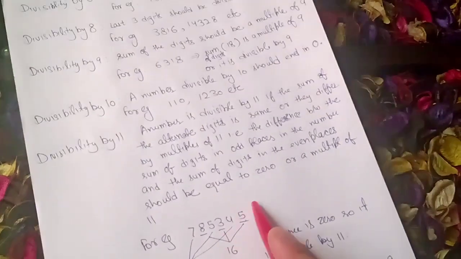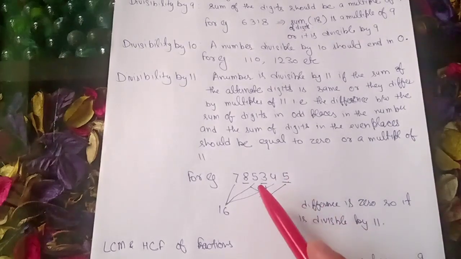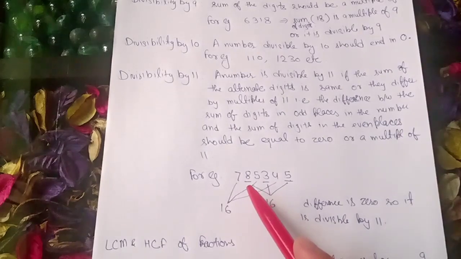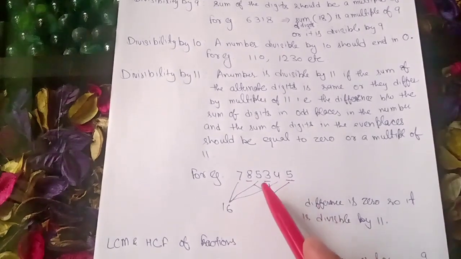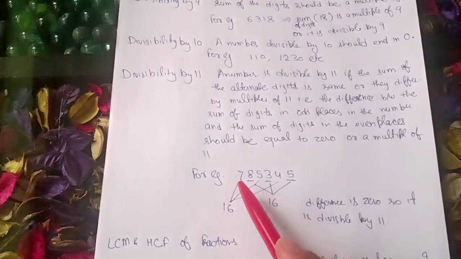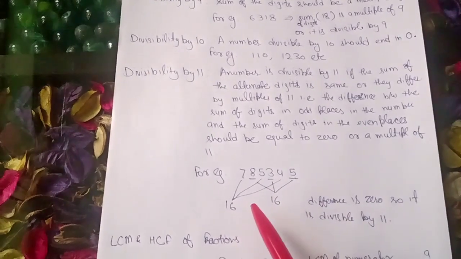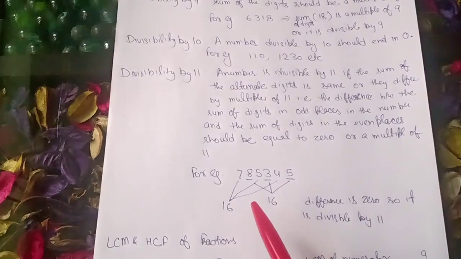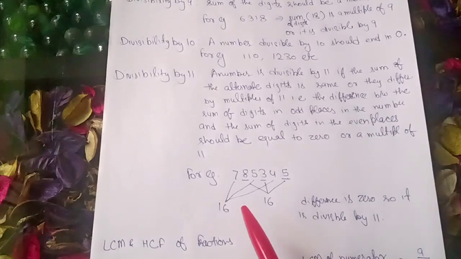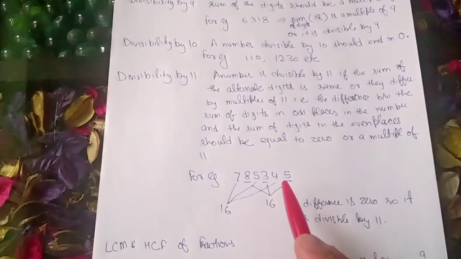The number given is 785345. You need to focus on the alternate digits 5, 3 and 8. I have underlined these 5, 3 and 8. The sum of these 3 digits is 16, and the sum of 7, 5 and 4 is also 16, and the difference between them is 0. Or if it is a multiple of 11, then we will say the number is divisible by 11.